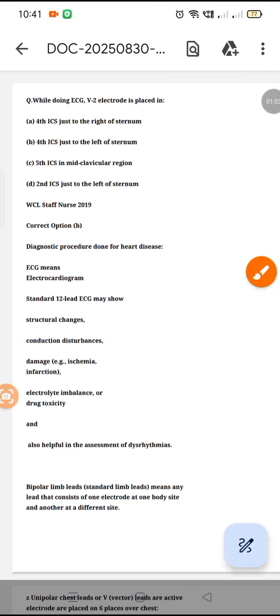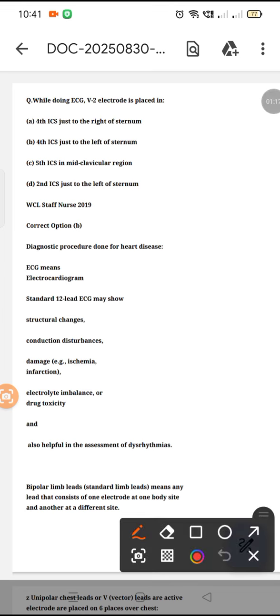So what is meant by ECG? ECG is a diagnostic procedure done for heart diseases. To identify the heart diseases, we will do the ECG. ECG, if we expand it, is electrocardiogram. It will help in the diagnostic procedures of heart diseases. It is the standard procedure.